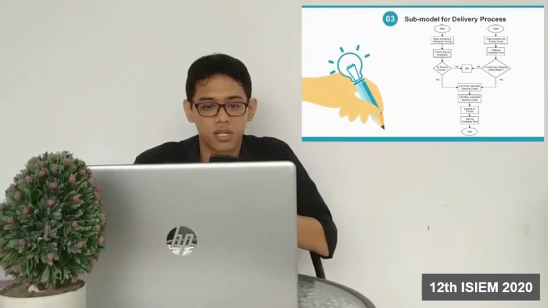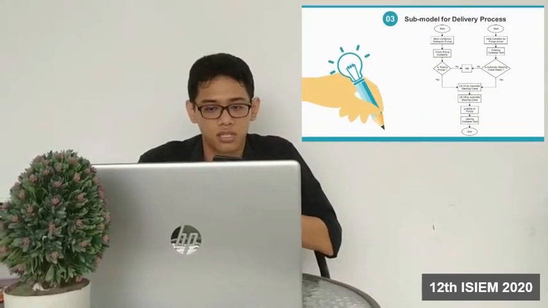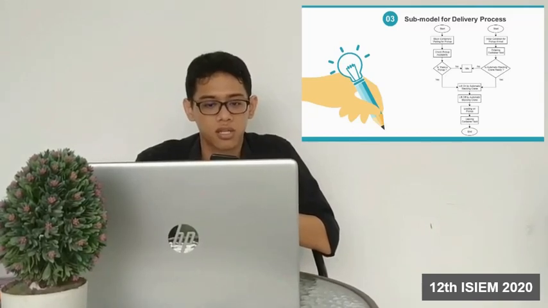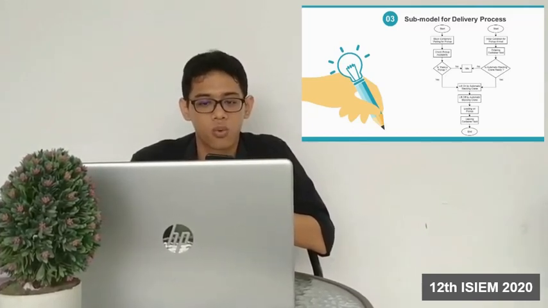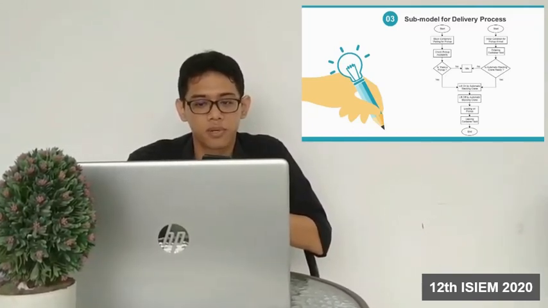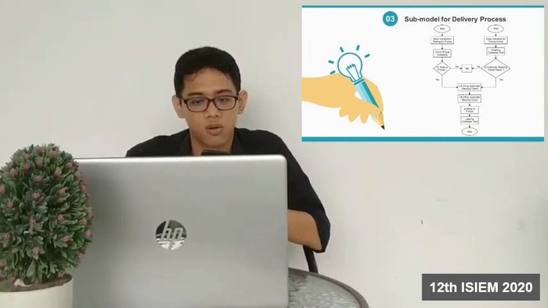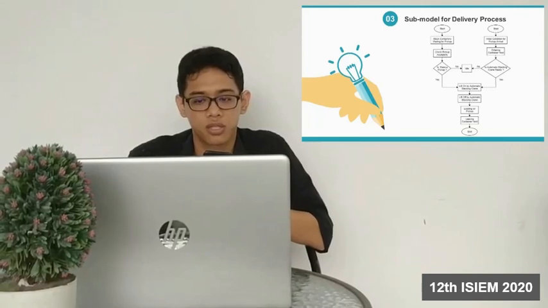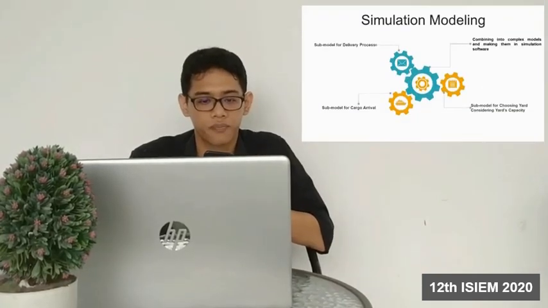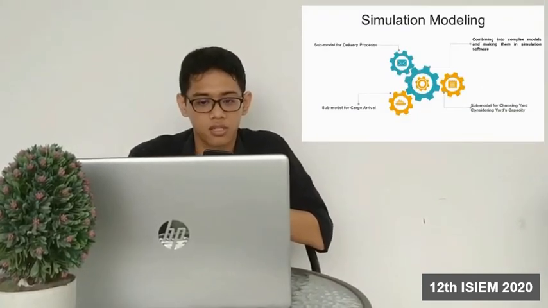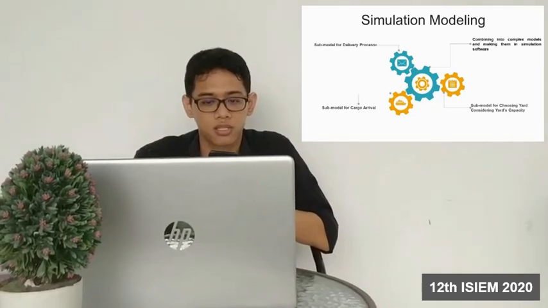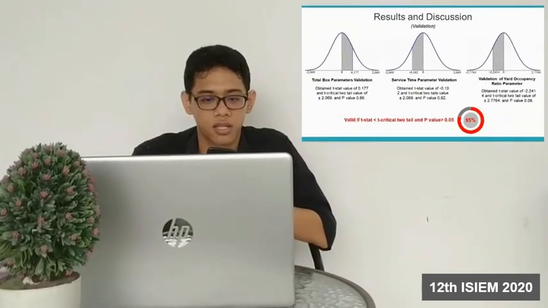The last submodel is for the delivery process. In the submodel, container that has entered yard will wait for pickup truck. If the pickup truck comes, then the signal for outgoing container will be executed and so on. After that, the 3 submodels will be combined to make the system complex and valid.